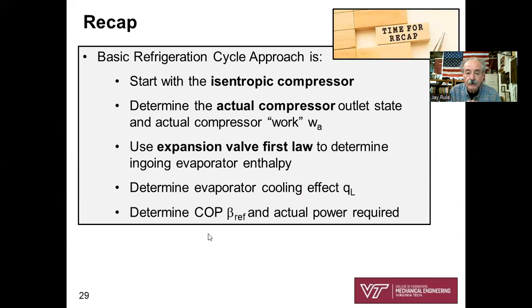So here's the recap of our engineering analysis. We started with the isentropic compressor. Then we determined the actual compressor outlet state using the first law, and we determined w actual. Then we jumped over to the expansion valve, and we determined the enthalpy going into the evaporator. That was everything we needed to determine the evaporator cooling effect, little q L. And once we had little q L and the given amount of cooling effect, we were able to determine the mass flow rate. Finally, we were able to determine the coefficient of performance, beta, and the actual power required. So that's what we did in our analysis.